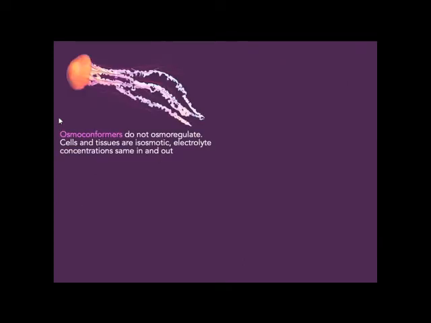So, as we talked about in lab, some animals are osmoconformers, and that means they don't osmoregulate. Instead, tissues and cells are isoosmotic. What's that mean? It means they're the same concentration of ions inside and outside. Okay, so electrolytes, the different kinds of ions, have the same concentration inside the cells as outside.